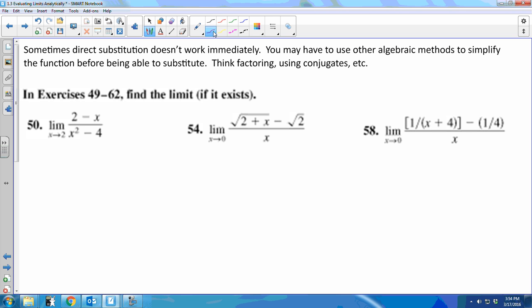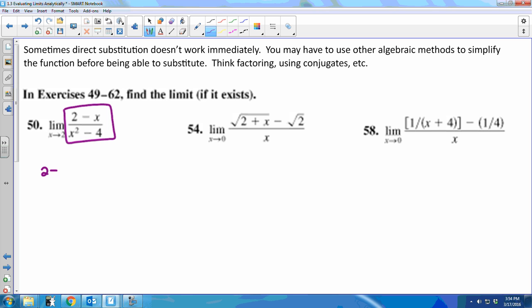So on the first one, I have the limit as x approaches 2 of (2 minus x) over (x squared minus 4). If I try to directly substitute, I would get 0 over 0. That's bad. You can't divide by 0. This is a problem. So again, direct substitution does not work there. So I need to simplify this function if possible.